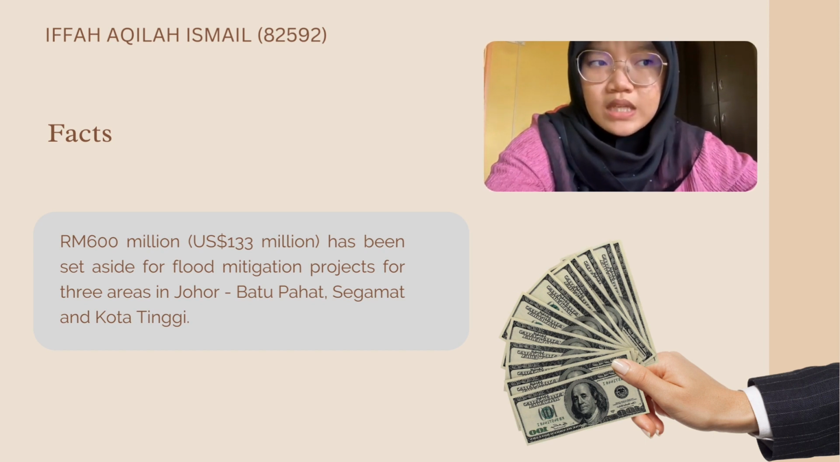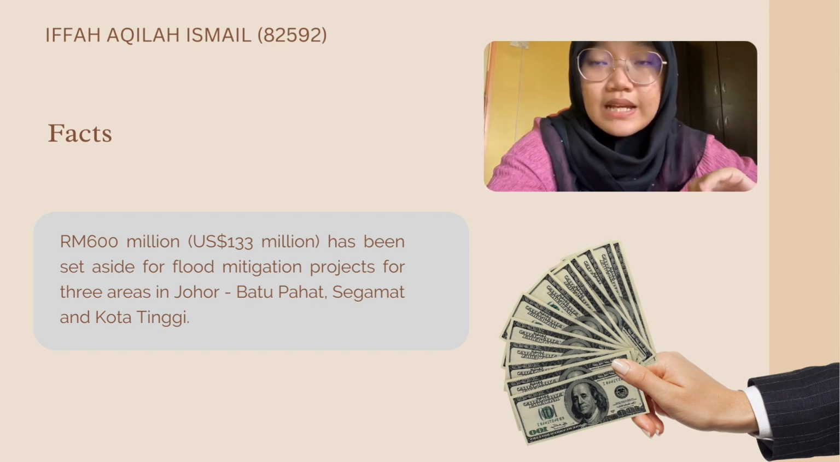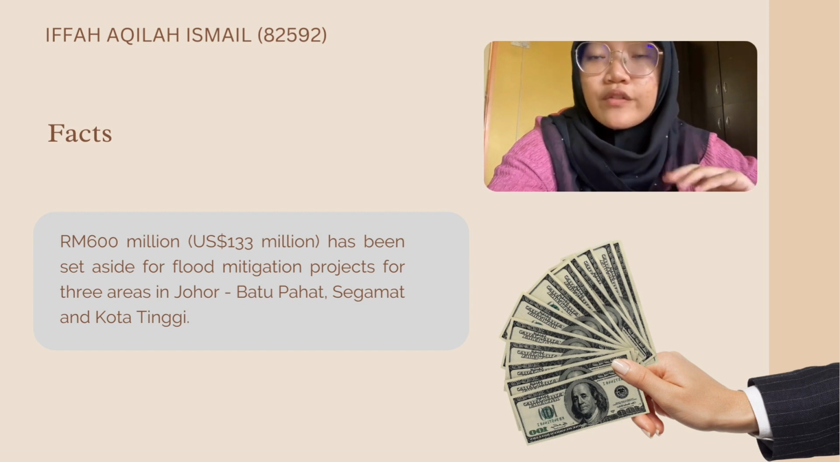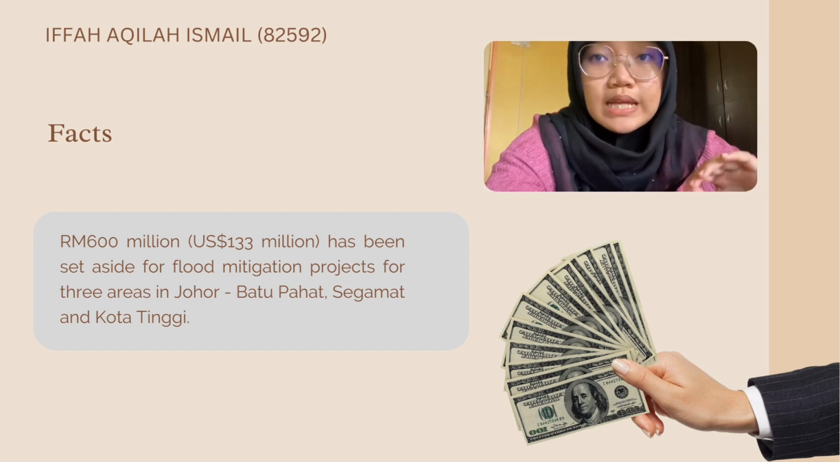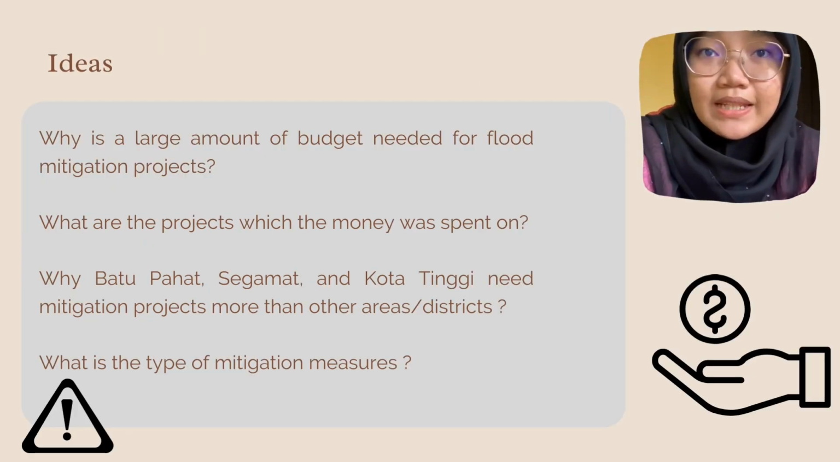So my fact is RM 600 million, equal to US$133 million, has been set aside for flood mitigation projects for 3 areas in Johor. It is Batu Pahat, Segamat and Kota Tinggi. So these are my ideas.